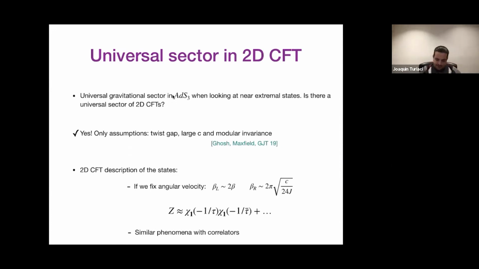So this is very universal. You could imagine that you have some matter in AdS3 or whatever, as long as you have some twist gap and large C, then this Schwarzschild density of states would be accurate. I'm not going to talk about it, but you can make similar comments about correlators.